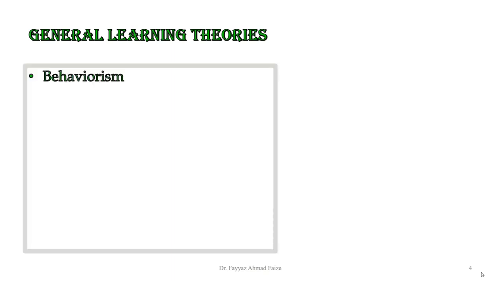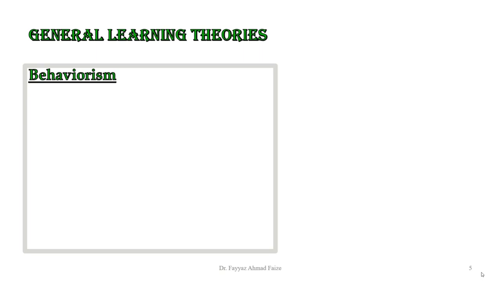Now let us discuss some of the general learning theories which are used in educational psychology. Though we can see a number of other theories as well, mostly we can categorize them under these three levels. So we have behaviorism, cognitivism, and constructivism. Let us explain each of them in detail. So we start with behaviorism.